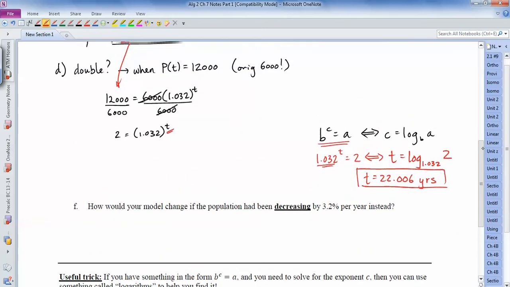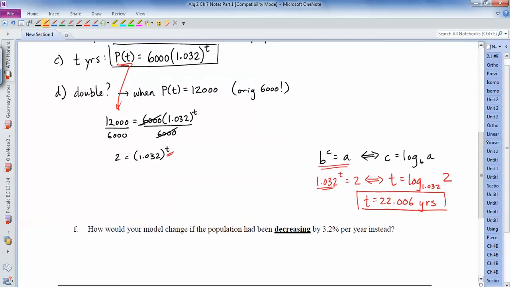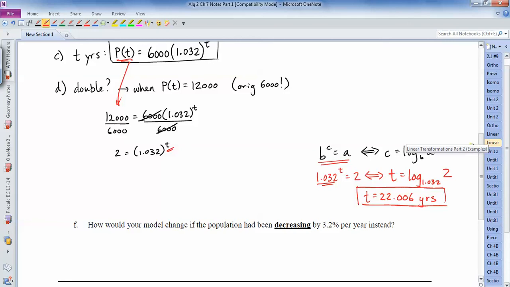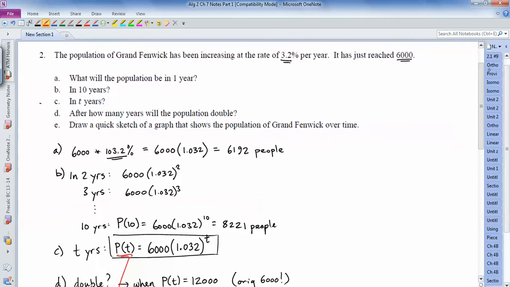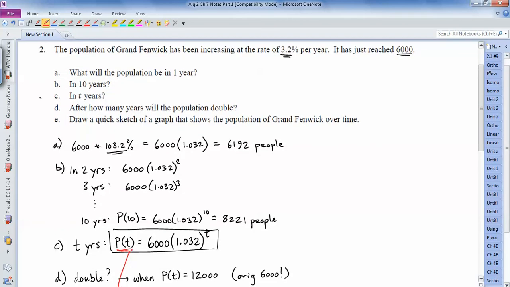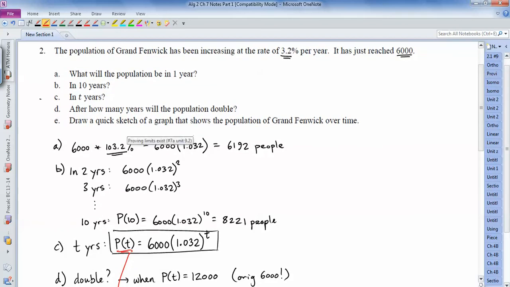Okay, so part F is how does your model change if the population's decreasing instead? So, I don't know, people hate the town or everyone gets sick. So here's the original model right here. That was when the population was increasing by 3.2% every year. Oh, sorry, we got to do E also. Quick sketch of the graph. All right.